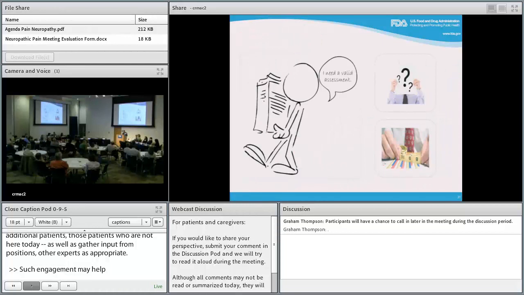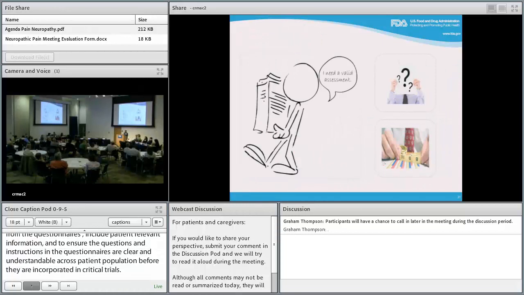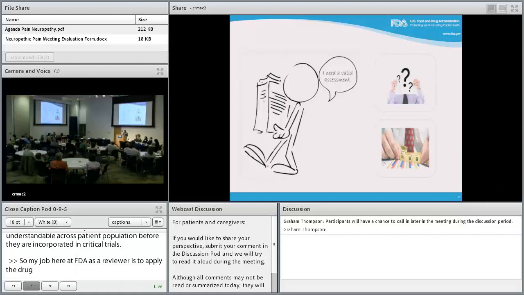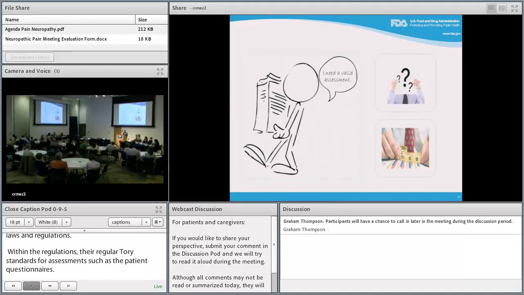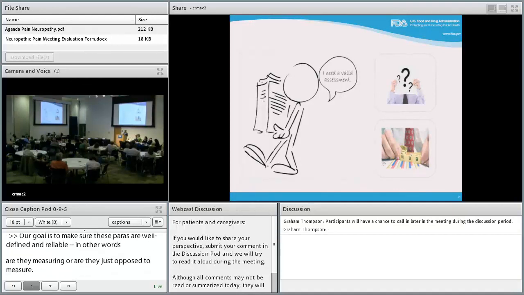So my job here at FDA as a reviewer is to apply our drug laws and regulations. Within these regulations, there are regulatory standards for assessments such as patient questionnaires. Our goal is to make sure these PROs are well-defined and reliable. In other words, are they measuring what they're supposed to measure, both accurately and reliably? We want to make sure they're not misleading in any way.